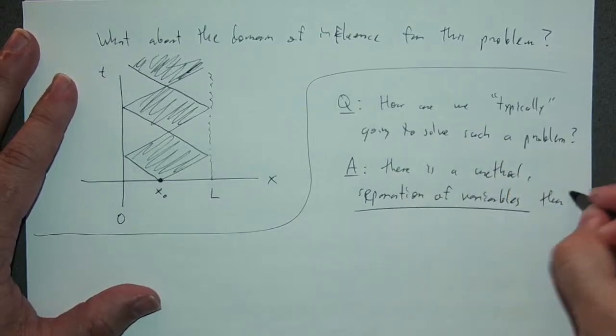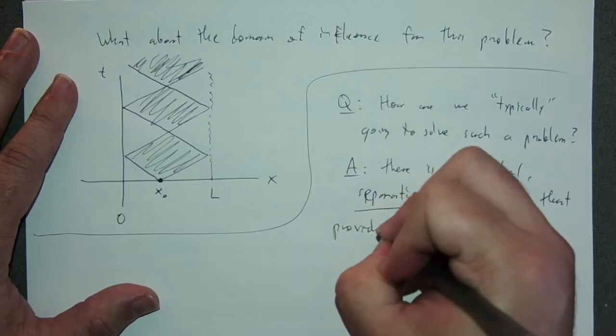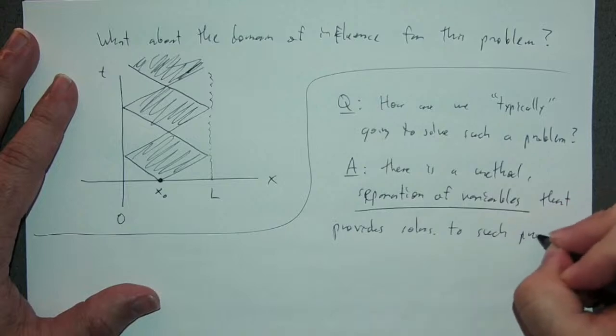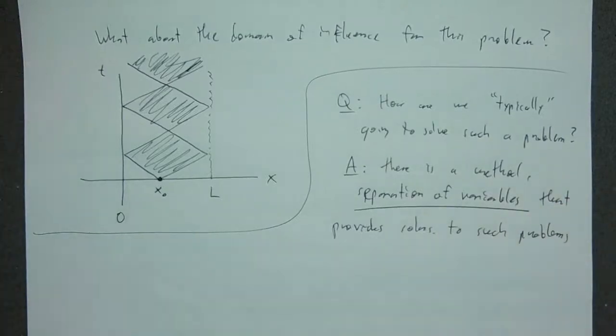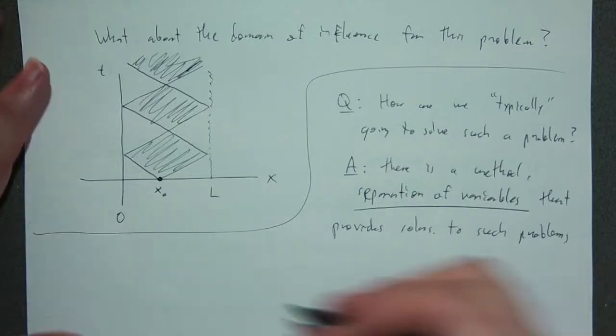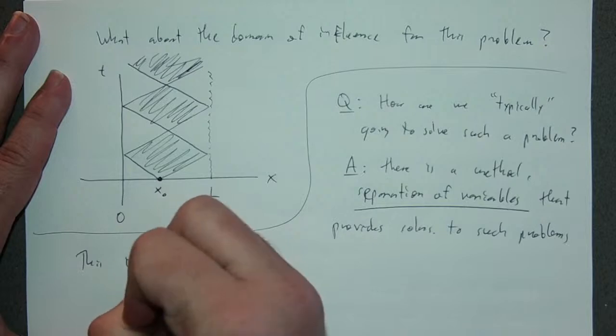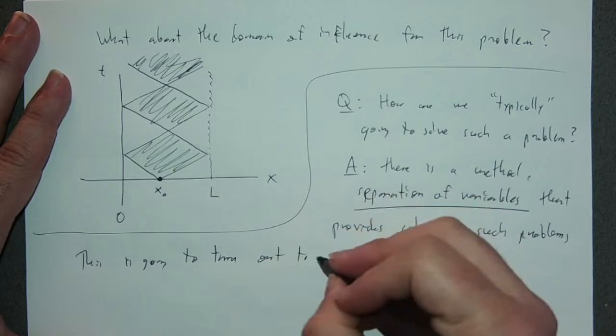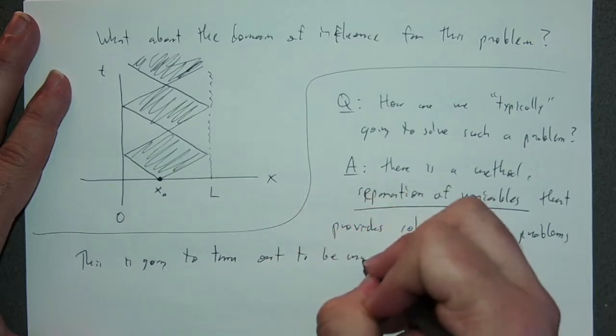That provides solutions to such problems, and it's by seeking solutions in a very special form. Once we've seen how this works, it turns out to be much simpler than writing this D'Alembert-like formula. This is going to turn out to be much simpler than a D'Alembert approach.